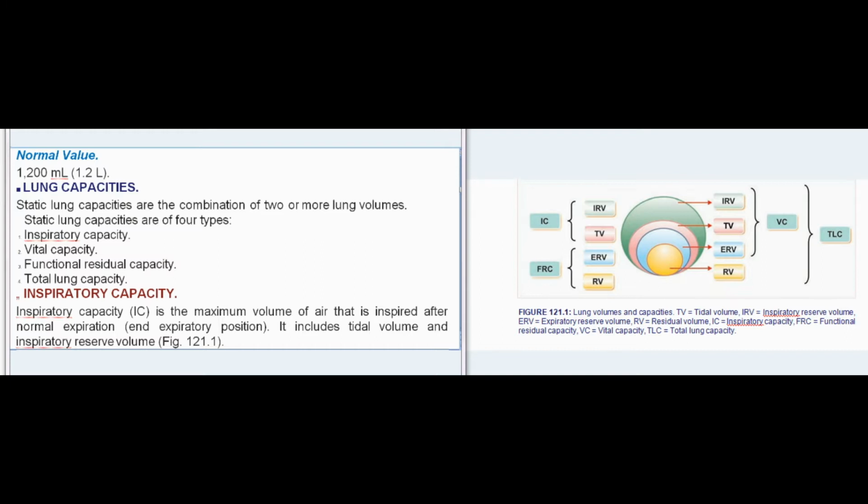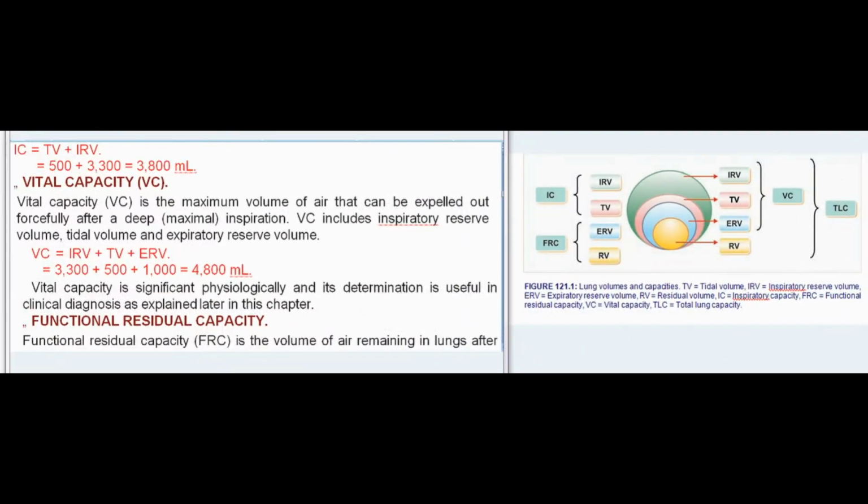Inspiratory capacity. Inspiratory capacity, IC, is the maximum volume of air that is inspired after normal expiration, in expiratory position. It includes tidal volume and inspiratory reserve volume, Fig 121.1. IC equals TV plus IRV, equals 500 plus 3300 equals 3800 ml.